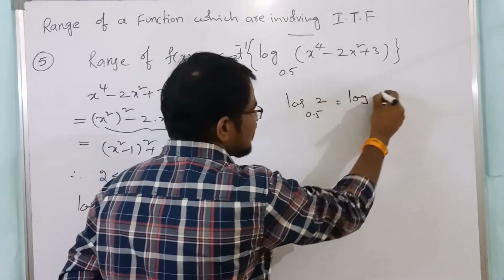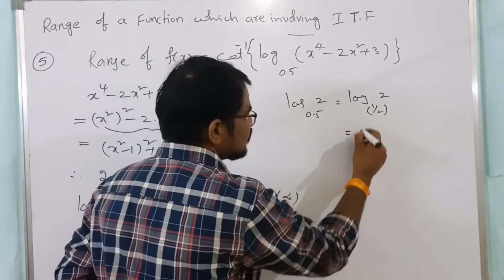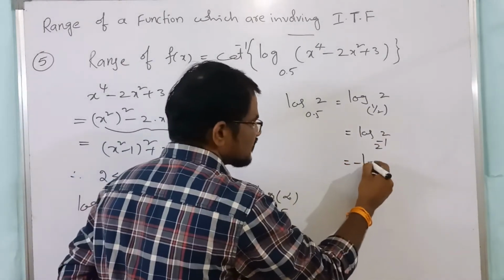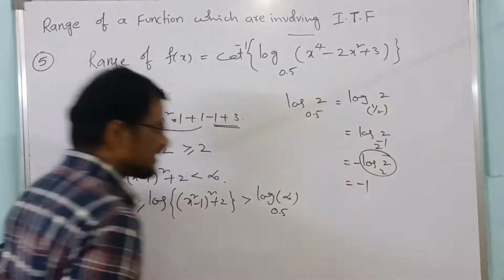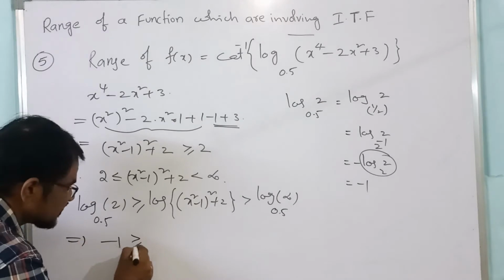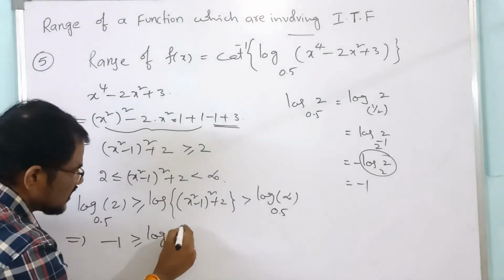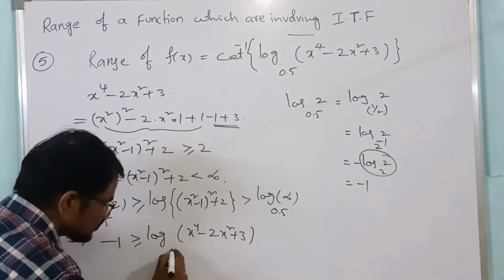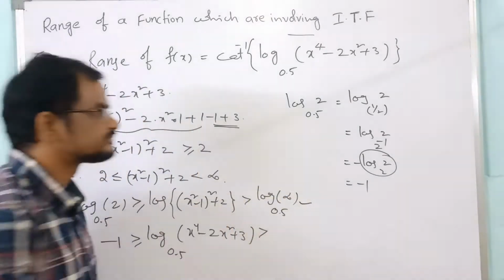Now we know that log 2 to the base 0.5 can be written as log 2 to the base 2 to the power of minus 1, that is equal to minus log 2 base 2. Log 2 base 2 is 1, that's why it is minus 1. So here minus 1 is greater than or equal to log of x to the power of 4 minus 2x square plus 3 to the base 0.5, which is greater than what about this one?